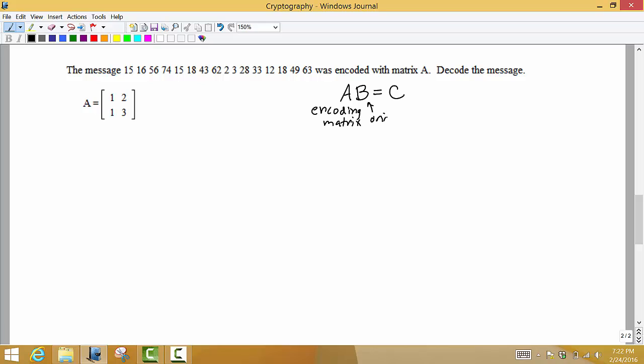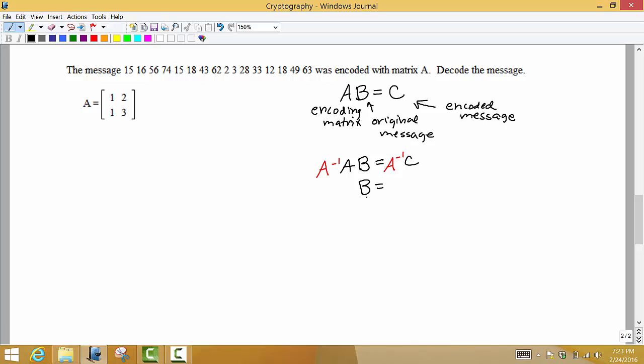B is the original message. And C will be that encoded message. So we actually need to figure out what C looks like. So we know that we have A as a 2 by 2 matrix. We know that we want to solve for B, which implies, once again, that we want to find the inverse of matrix A to decode, and we're going to multiply both sides on the left by A inverse.